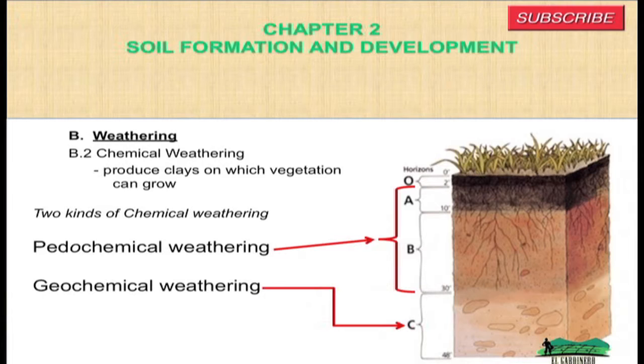I'm showing you a profile. As you can see, we have O, A, B, and C horizons, and weathering that takes place in the A and B horizon is what you call the petrochemical weathering, and then the weathering that happens in the C horizon is the geochemical weathering.